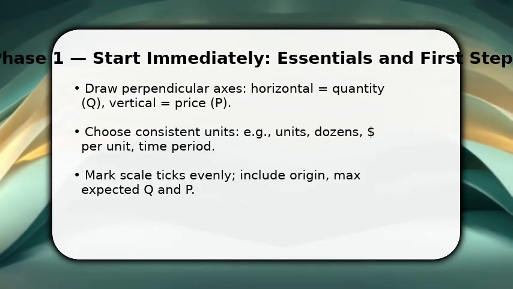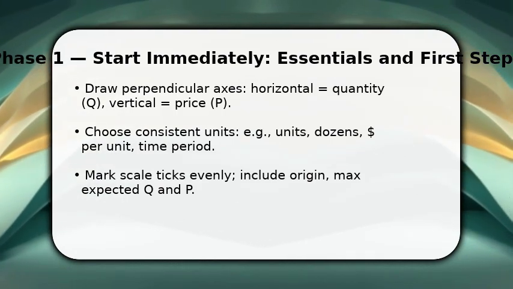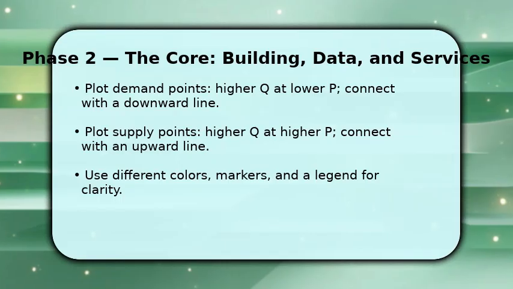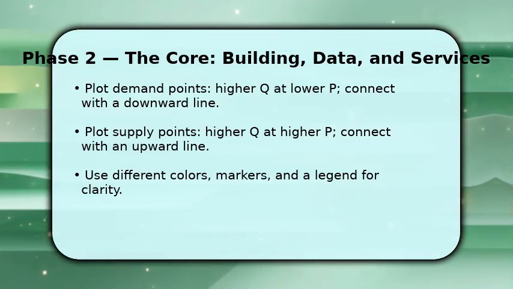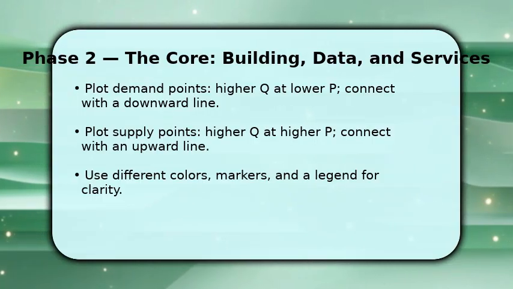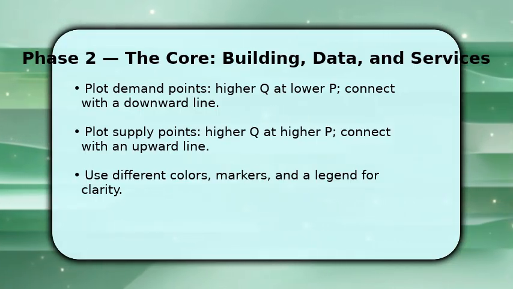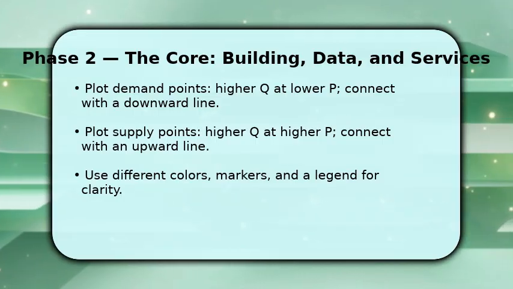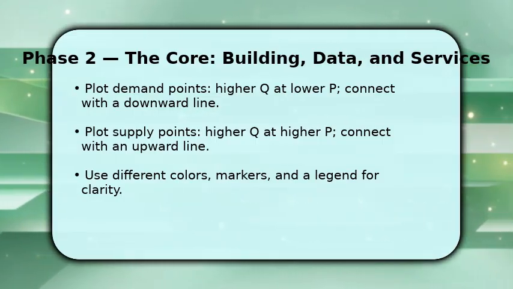Next, plot your data points for demand and supply. For demand, place points so quantity rises as price falls and draw a smooth downward sloping line that shows marginal willingness to pay. For supply, place points so quantity rises as price rises and draw an upward sloping line that reflects marginal cost. Once both lines are drawn, add different colors and markers and include a clear legend so the viewer immediately distinguishes demand versus supply.